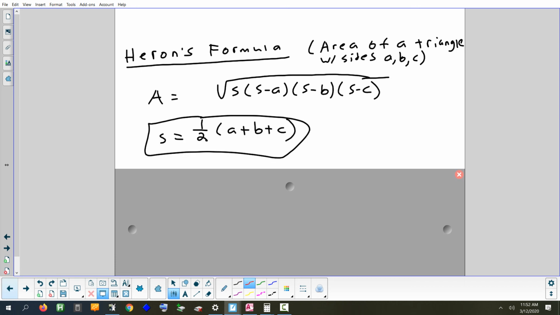S is that. And once I tell you what that is, it'll make sense why they use the letter S. What does A plus B plus C tell you if you add up all the sides in a triangle? It tells you the what? The perimeter. If you take half of it, we call that the semi-perimeter. So S stands for the semi-perimeter.